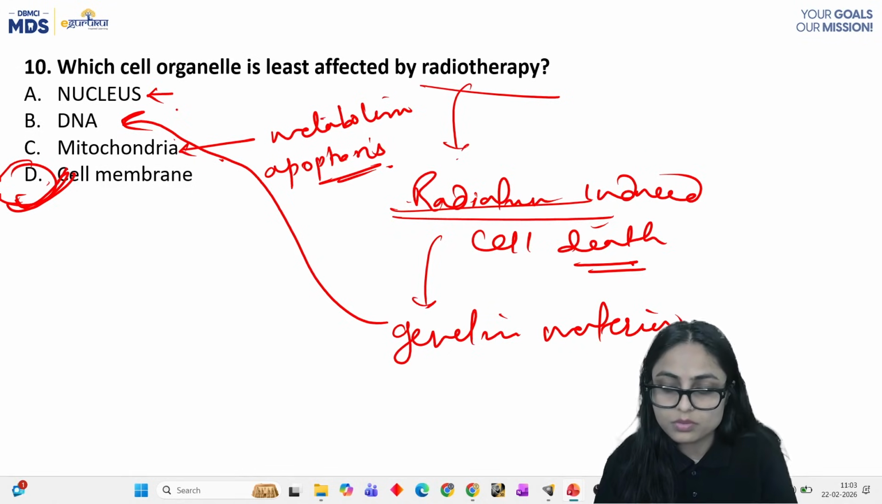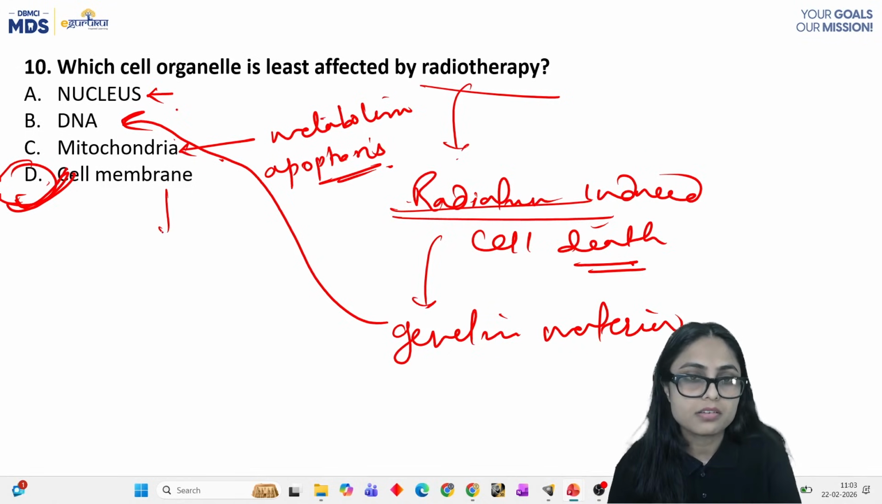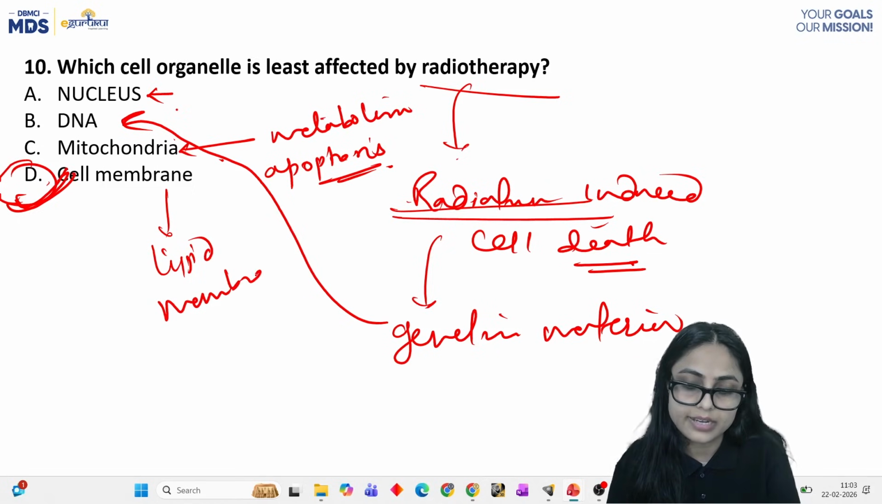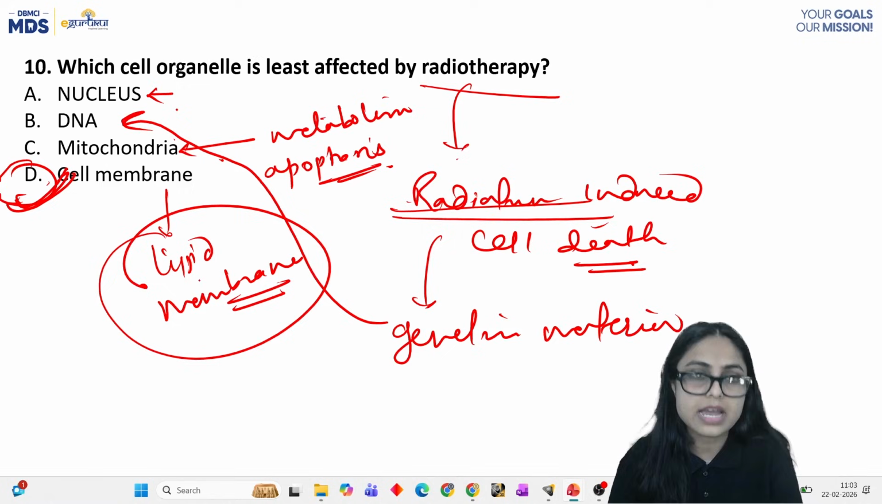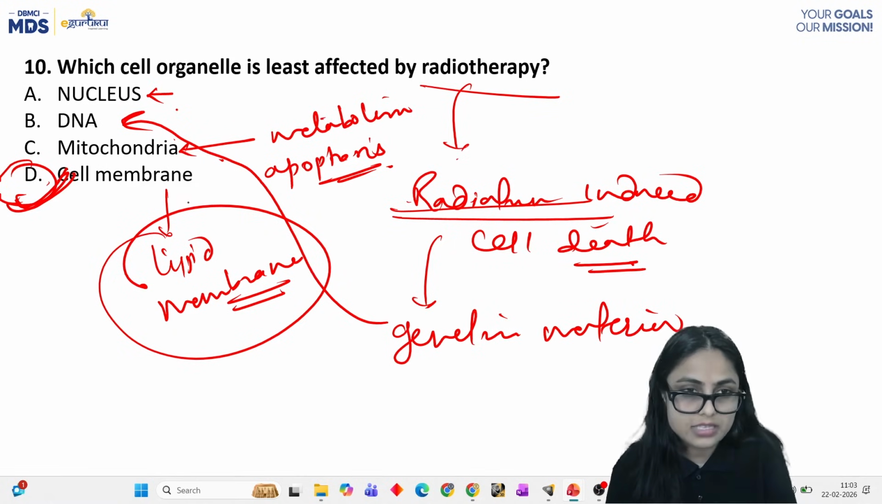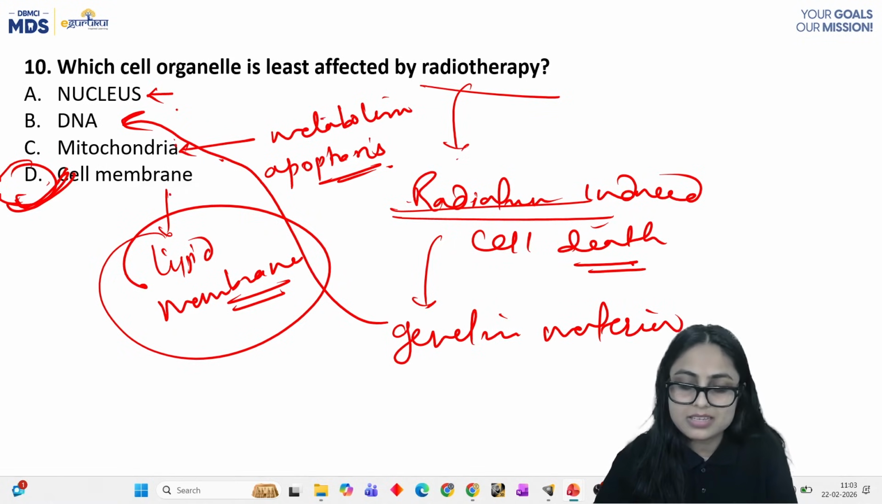The cell membrane is basically made up of lipid membranes, correct? So they have some resistance as compared to DNA. So the cell membrane is the component least affected by radiation. Easy.